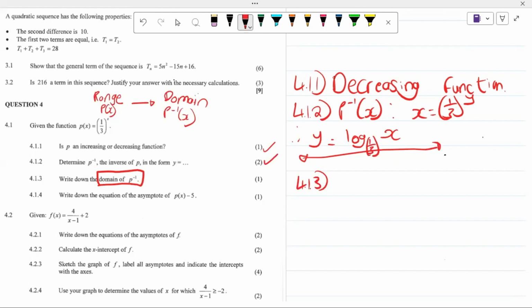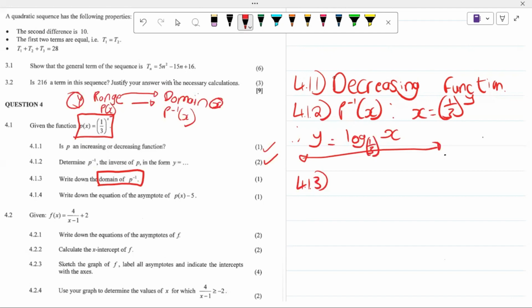So as soon as, and you can also see the mark allocation is just one mark. So as soon as they ask you this now, what you are going to do, you're going to refer back to your p and find the range of your p. After finding that range of your p, you're just going to write it in terms of x for your domain, because range is the y values, then the domain is the x values. That's the easiest thing that you're going to do, right?